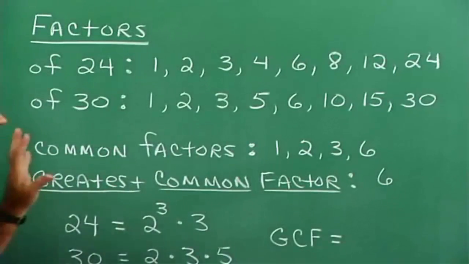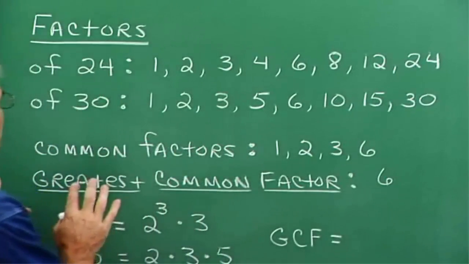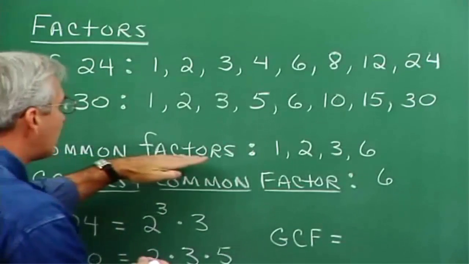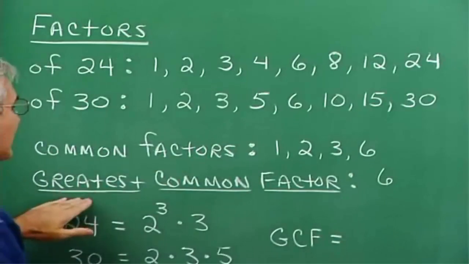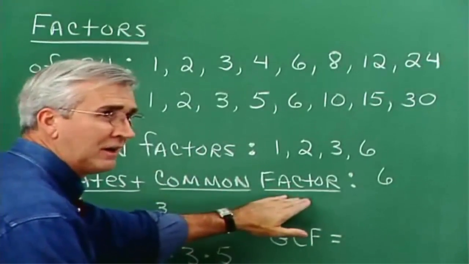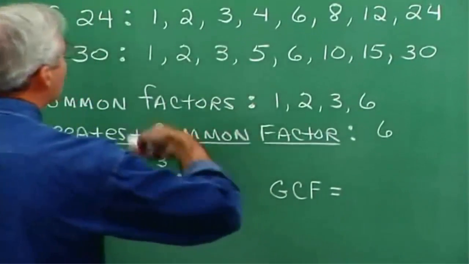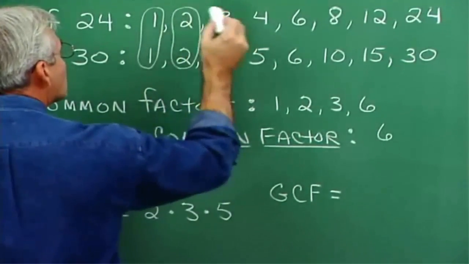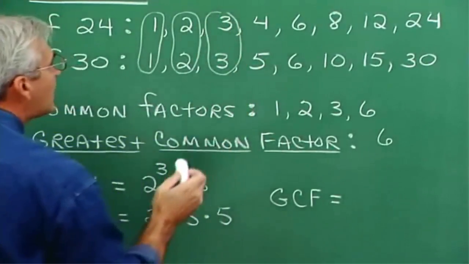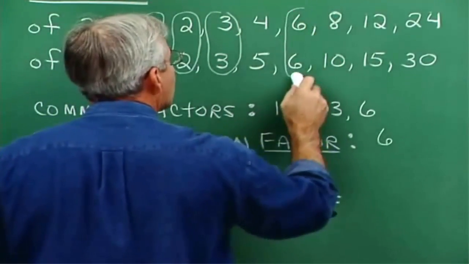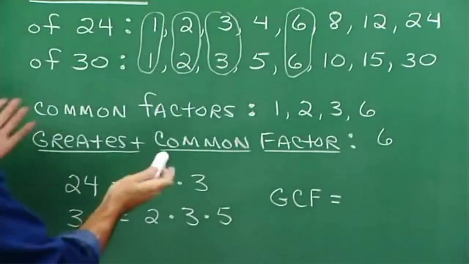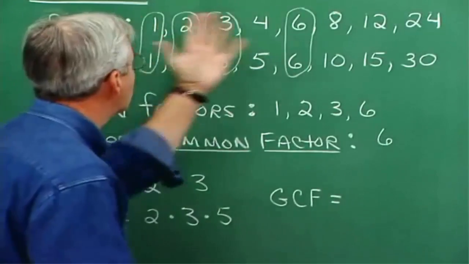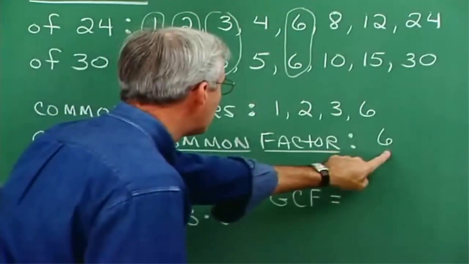Now, in the business of working with fractions, sometimes it's necessary for us to identify common factors, and in particular, the greatest common factor. Now, the common factors are found by looking at the list. We have 1s, 2s, 3s, and 6s as factors that are common in both of these lists. The greatest common factor, the largest of these common factors, is the 6.